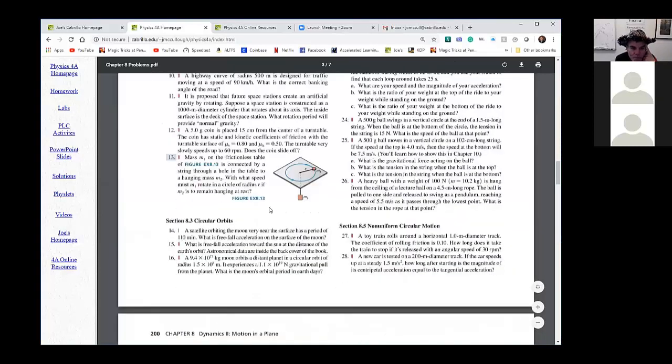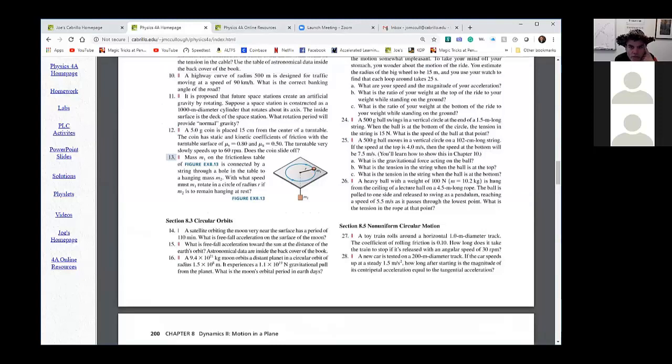I know that kinetic friction is a red herring because we don't want the coin to move. So let's do this. How do I annotate? Spotlight, text, eraser, format. So this is the problem. Problem 12? Yes. A 5-gram coin is placed 15 centimeters from the center of a turntable. The coin has static and kinetic coefficients of friction with the turntable surface: μs is 0.8, μk is 0.5. The turntable speeds up to 60 RPMs. Does the coin slide off?